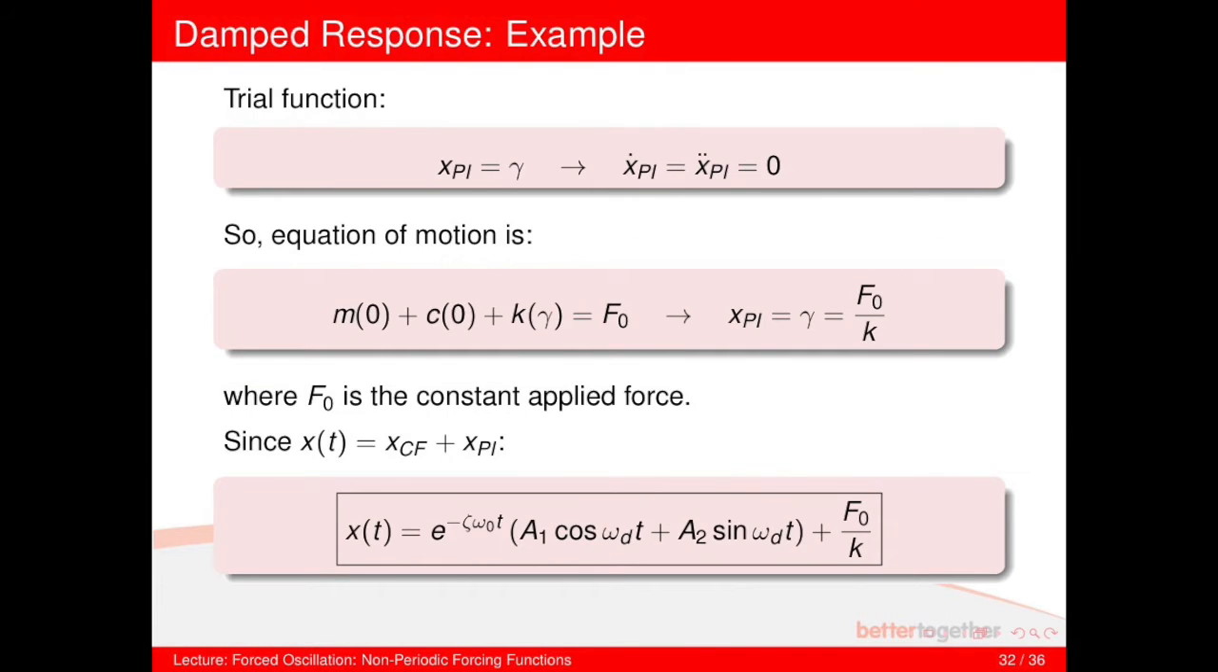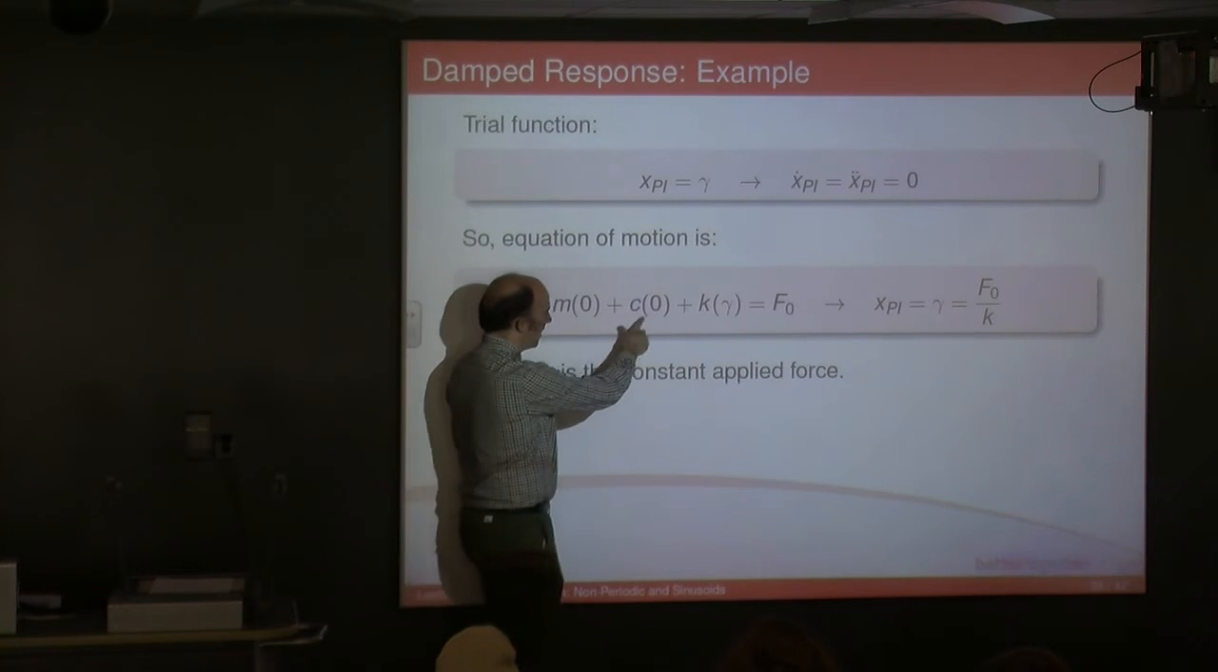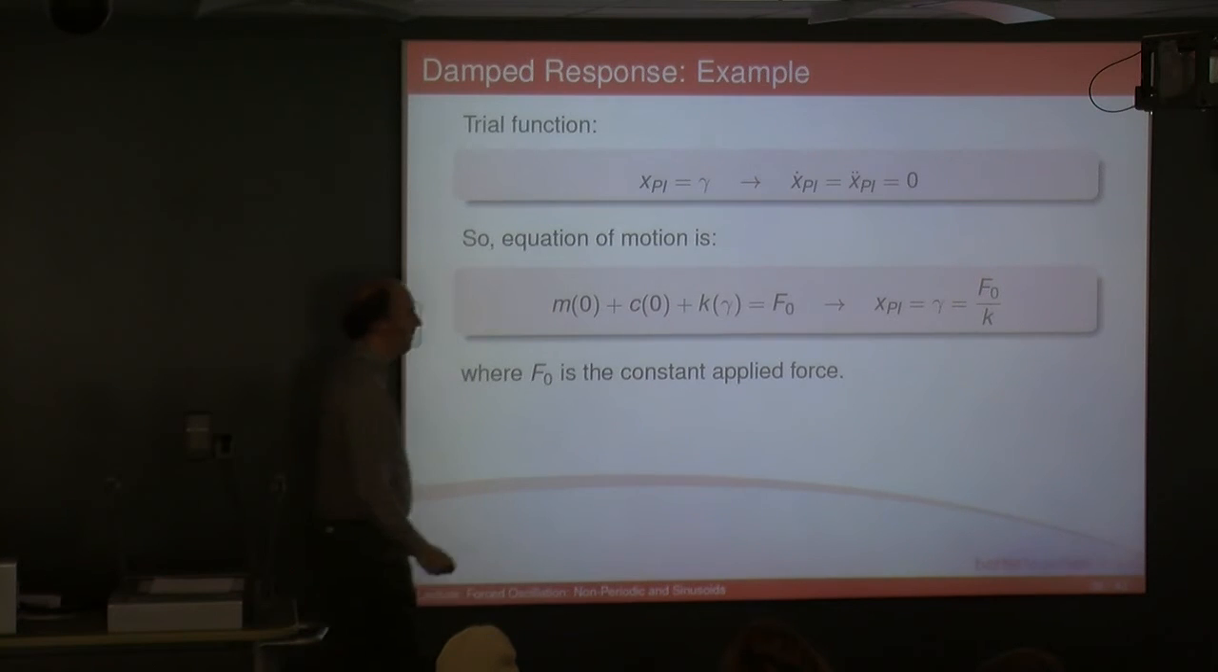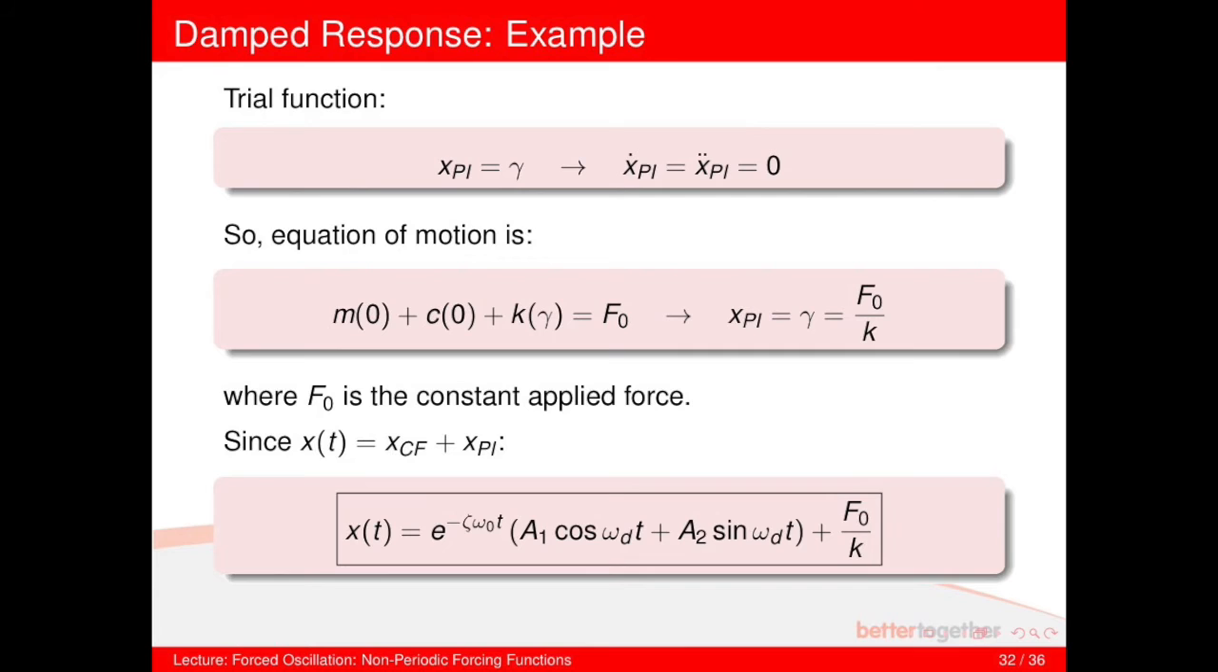But the particular integral, I'm assuming, in this case, a constant rectangular forcing function. So xpi is gamma, x dot pi and x double dot pi is 0. So obviously that's quite nice. We can plug that into our equation. We get m times by 0 plus c times by 0, and we get k times by gamma. And it's quite clear that xpi, gamma, is f naught upon k, as we had before. And so our general solution is our complementary function plus our xpi. Okay, that's quite nice and straightforward.